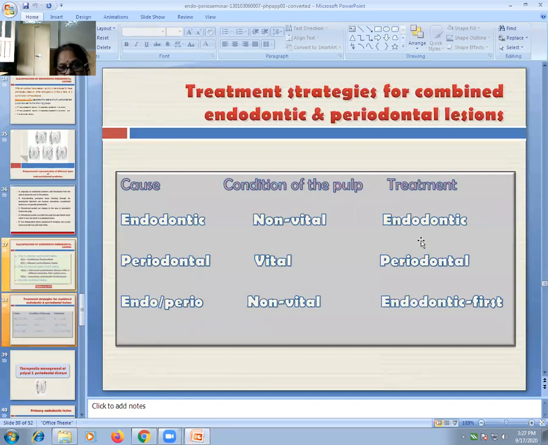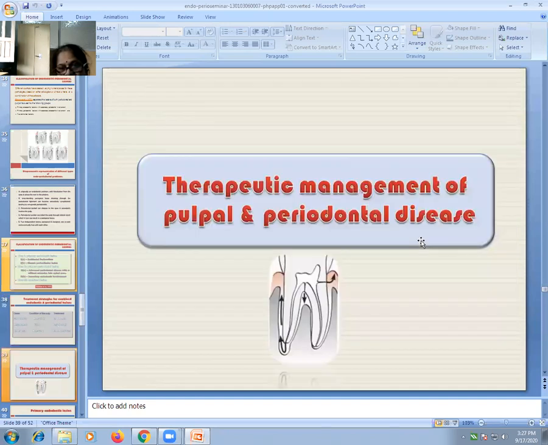So what is the cause, what is the condition of the pulp, and what is the treatment? When the cause is of endodontic origin, usually the pulp will be non-vital and you need to treat it endodontically. When the cause is of periodontal origin, most of the time the tooth will be vital and periodontal treatment is required. But when both endo and perio are involved, the tooth will be non-vital and you need to treat endodontically first, followed by periodontal treatment. Okay?